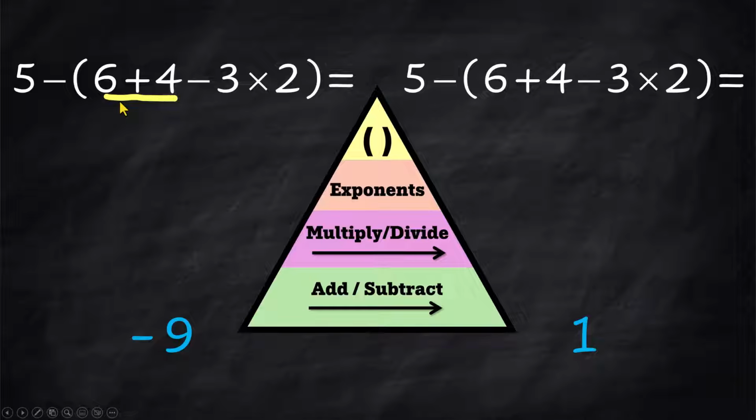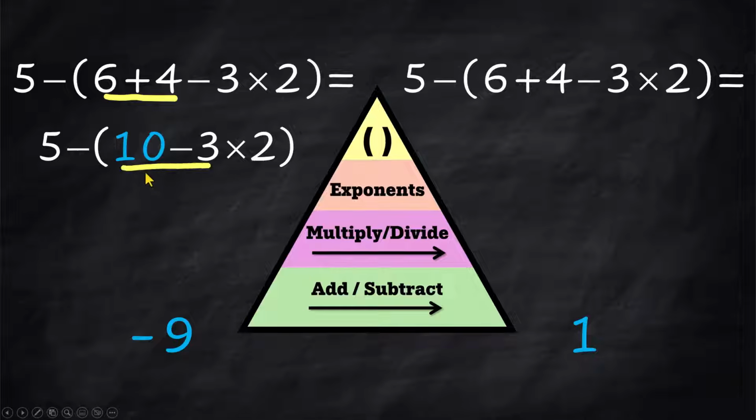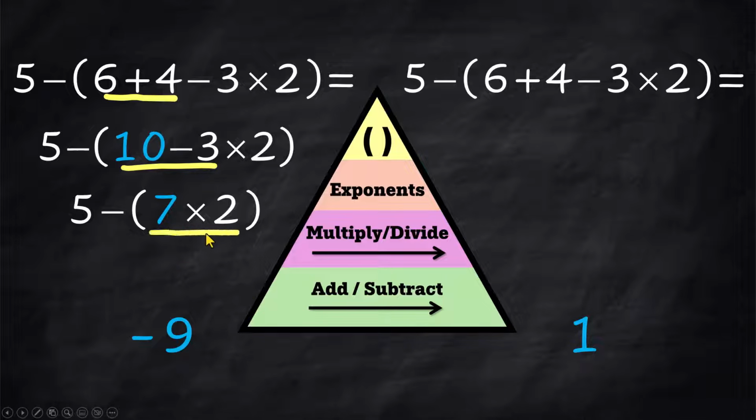If you start by doing the 6 plus 4, you're going to get 5 minus 10 minus 3 times 2. Then do the 10 minus 3. You get 5 minus 7 times 2. Do the 7 times 2. You get 5 minus 14, and that's how you get a -9.